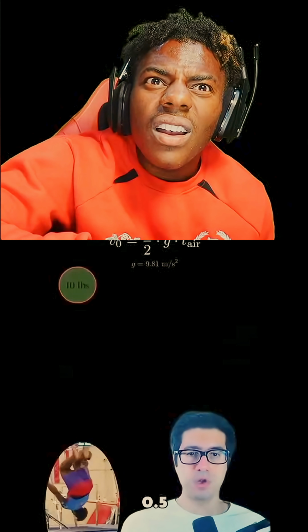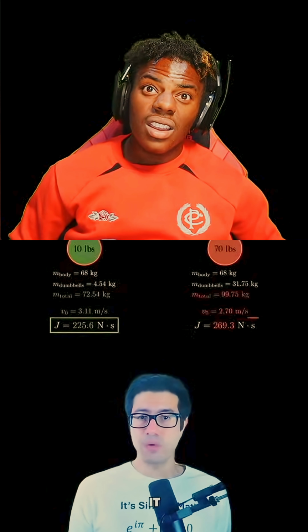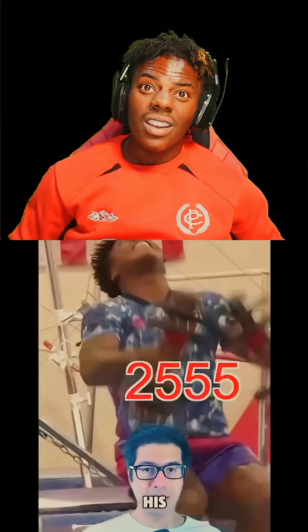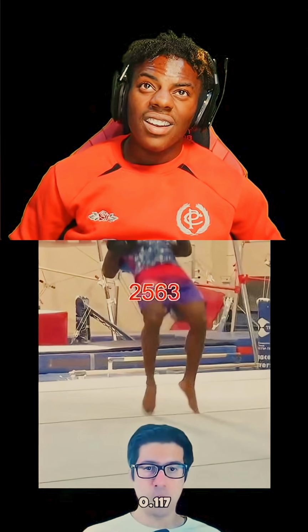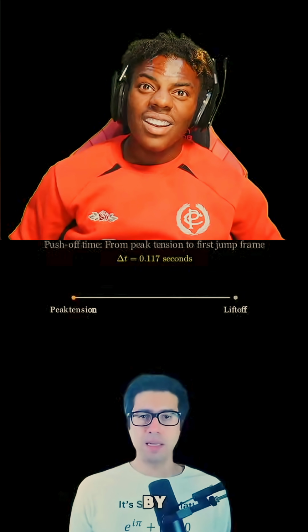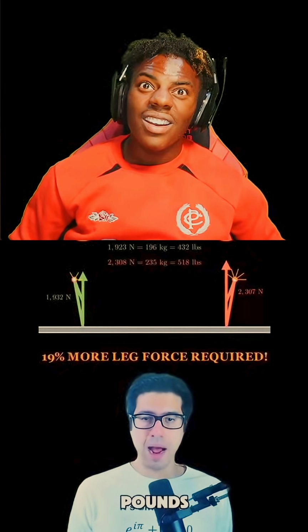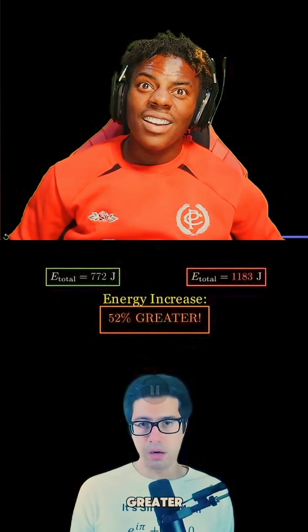Also, the vertical velocity will be 0.5 times gravity times his air time, which goes from 3.1 meters per second to 2.7. And since net impulse is total mass times the velocity, it ranges from 225 newton seconds to 270. The time it takes for him to push off is from when his face is at peak tension, or when his legs start extending, to the first jump frame, which is 0.117 seconds. We can divide impulse by this amount, which means the force required by his legs is 19% greater, going from 10 to 70 pounds. And also total airborne mechanical energy is 52% greater.